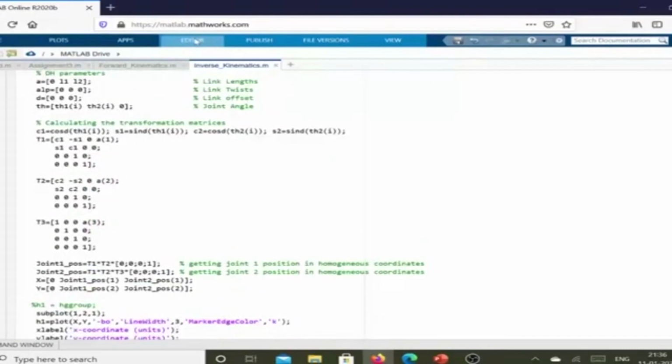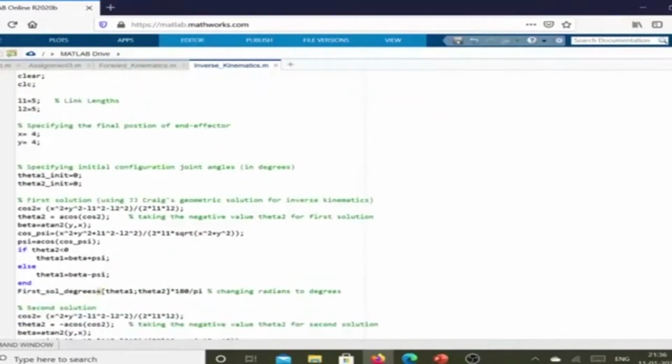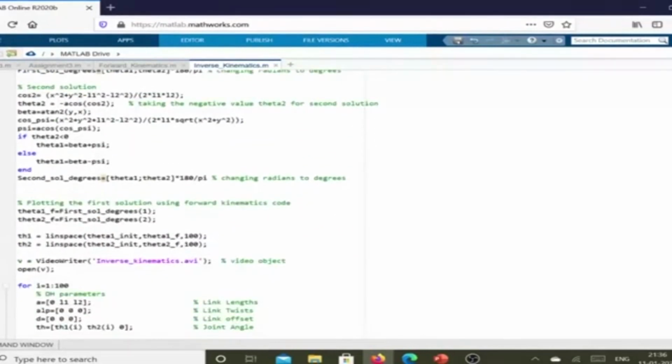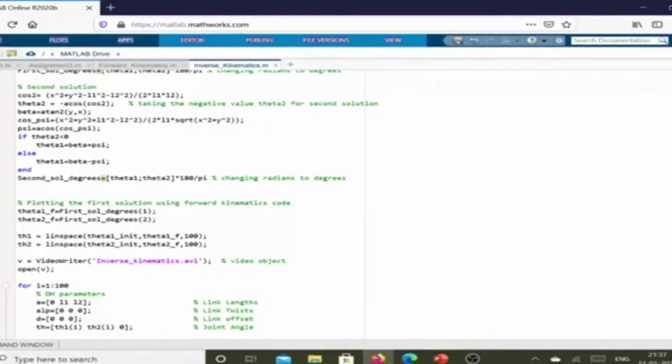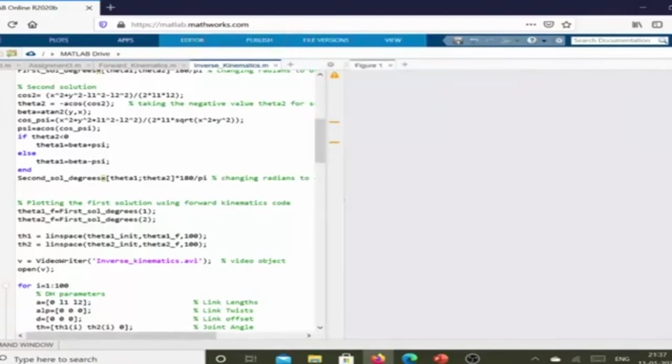Let us run it and see. Let us see what was given as the link length. The link length was 5, 5, and the final position of the end effector is 4 and 4. So in inverse kinematics, the input is 4 and 4. We want the corresponding joint angles. Once we get the corresponding joint angles, we have to simulate it. That means dividing the total motion of the joints into 100 divisions, and then doing forward kinematics for each of those. So let's run it and see what it does. This program is a little bit more involved, so it will probably take a little more time.